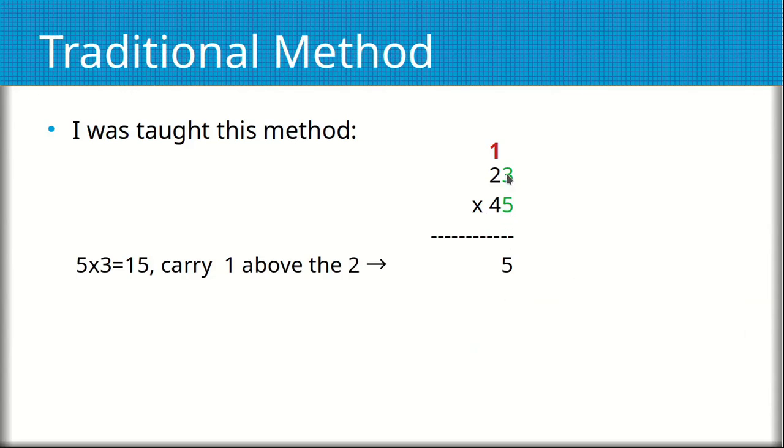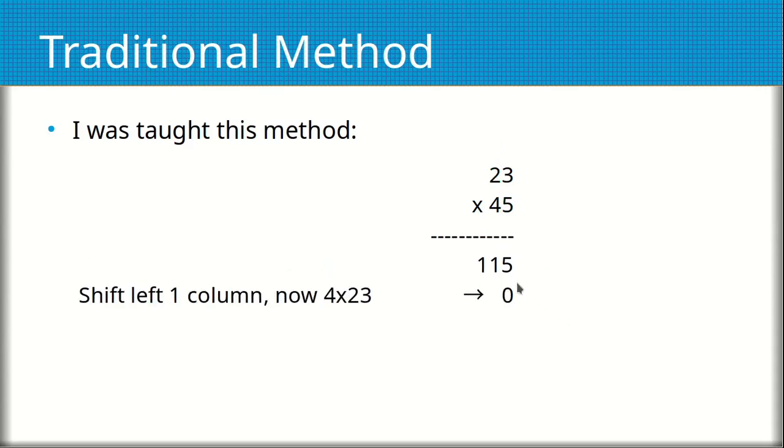So 5 times 3 is 15. Carry the 1 above. 5 times 2 is 10, plus 1, and you'll get 11 over here, okay? And that's the first line, which is basically 5 times 23. We go to the next row. You have to indent because now you're actually multiplying by 40, not by 4. You just don't realize that.